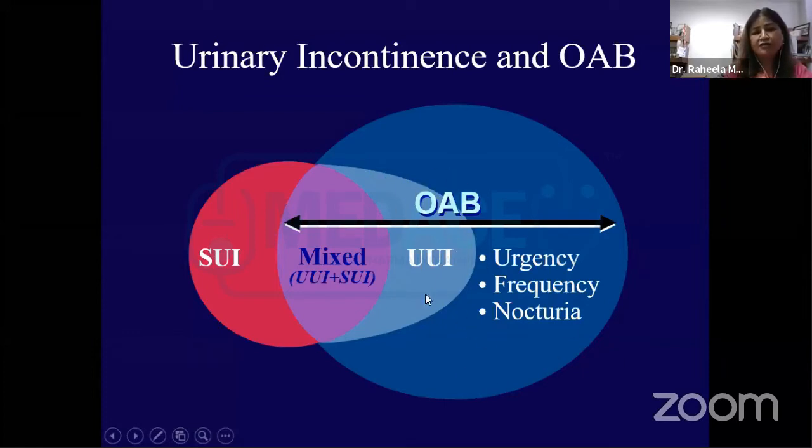If this is urgency incontinence, then this will be one type of incontinence. If leaks correlate with physical activity, laughing, coughing, sneezing, that's SUI. If somebody has both, this is mixed incontinence. So this is what we see in our practice, and this is where we get into trouble for any intervention.